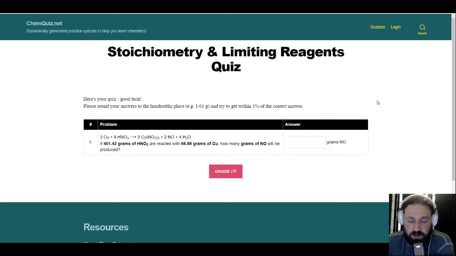Hey guys, so I noticed that a few people were missing a particular key part of this limiting reactant thing that we are doing. So I wanted to come in and just clarify some things. Here we have a limiting reactant problem. We're given grams of both of our reactants, grams of nitric acid and grams of copper, and we want to know grams of nitrogen monoxide, NO.